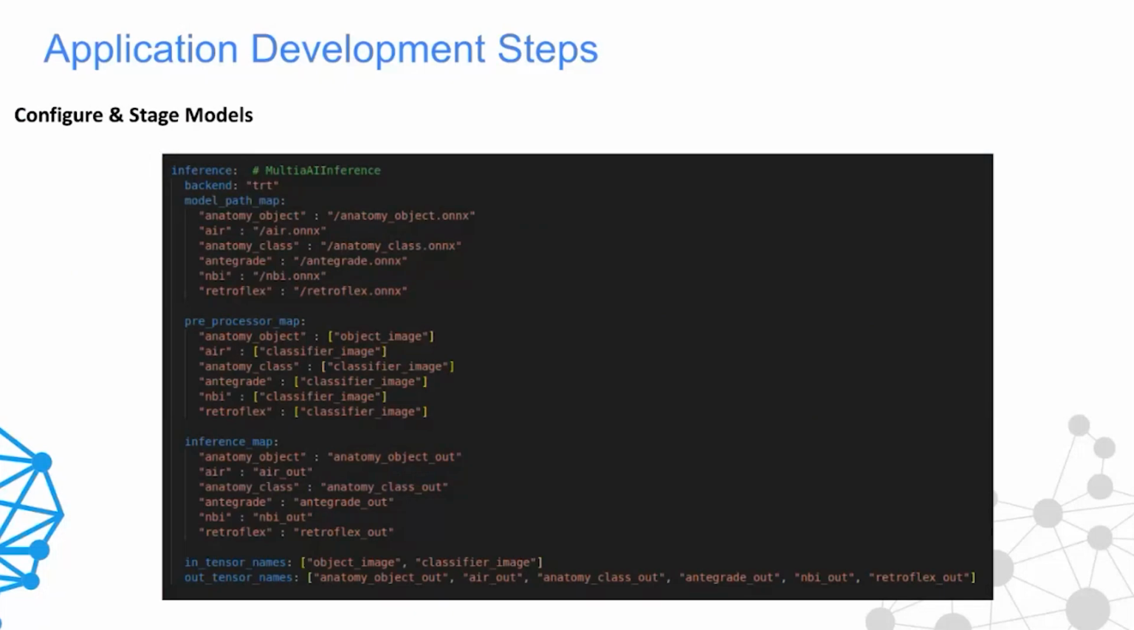Within the Holoscan context, the SDK comes with the multi AI inference operator, which can be configured directly via key value pairs. Over here we are giving the model path map, providing all the ONNX paths that need to be loaded during the runtime. Similarly, there is the pre-processing map, which maps which model's input is provided in which variable. And finally, the inference map to map the inference to the output variables.